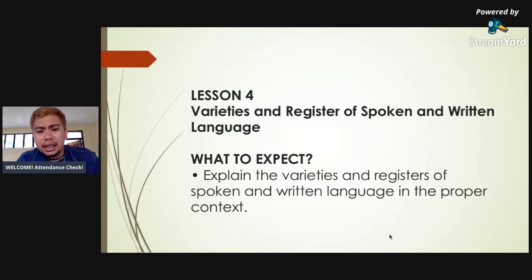So finally, we are now on lesson 4, the varieties and registers of spoken and written language. In this lesson, we only have one objective, which is to explain the varieties and registers of spoken and written language in the proper context. So we'll be learning different spoken and written language using proper context. How are we going to greet? How do we use these languages in the proper situation? Would it be a formal or an informal situation?